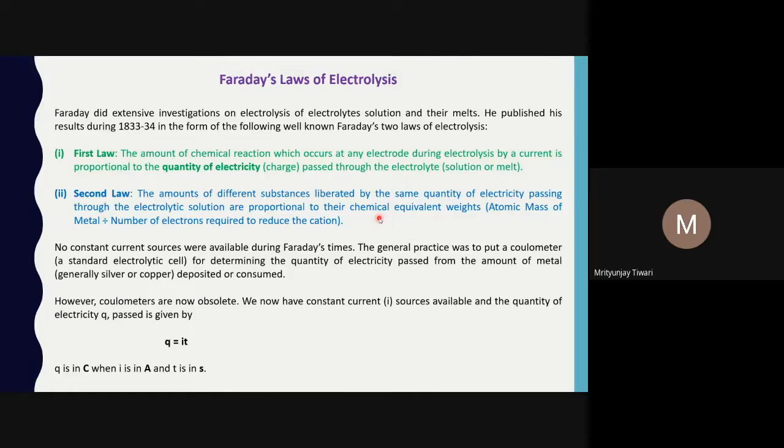The chemical equivalent weight is equal to the atomic mass of the metal divided by the number of electrons required to reduce the cation. So the metal and the corresponding metal cation will be there, and the number of electrons required to reduce that metal cation into the metal is what you divide by. We know the atomic mass is reported in AMU, atomic mass unit. If you take the same number and just change the unit to gram per mole, you get the molar mass.